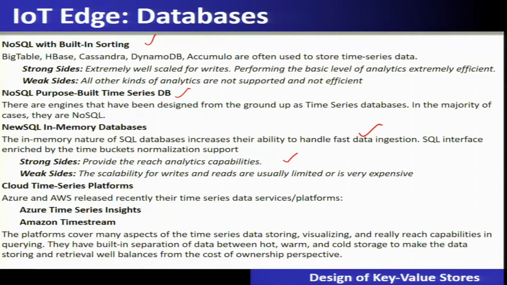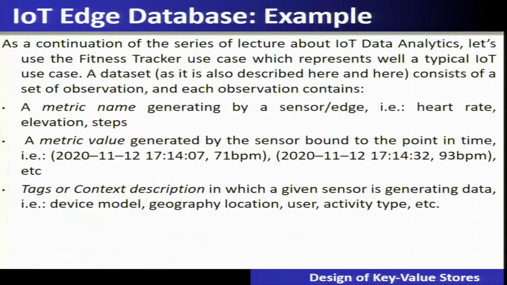Now, the cloud time series platforms which different cloud vendors support, such as Azure and AWS, have recently released similar databases, called Azure Time Series Insights and Amazon Timestream. All these platforms support time series data storing, visualization and other capabilities for querying. They have been built with separation of the data between hot, warm and cold storage to make data storage and retrieval well balanced from the cost of ownership perspective. Let us see an example of such situations.